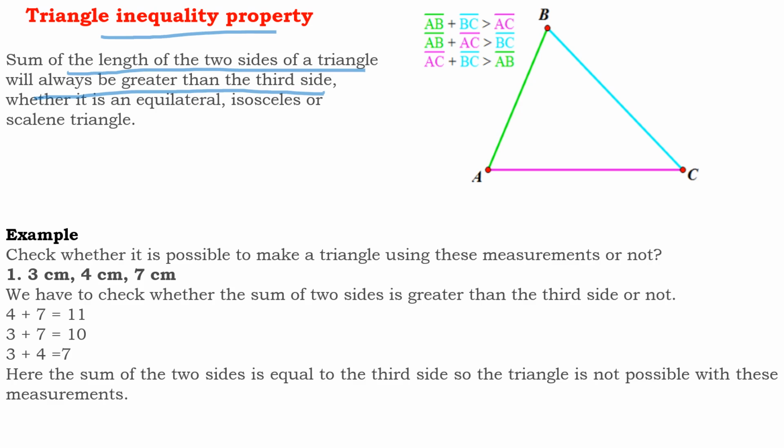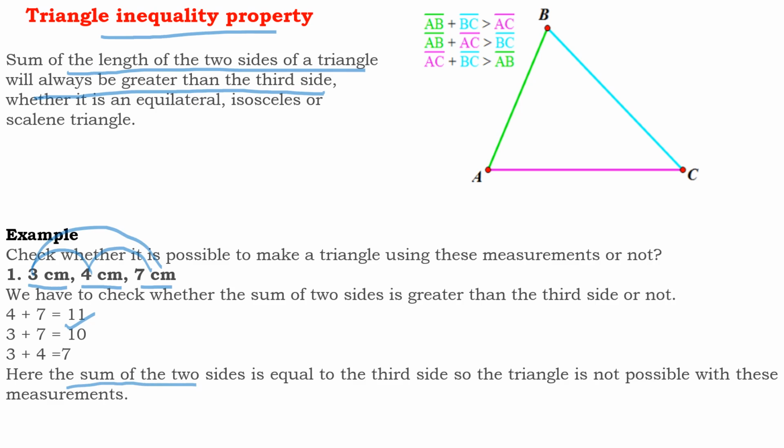Look at one example here. They have given three lengths as 3 centimeters, 4 centimeters and 7 centimeters. They're asking you to check whether this measurement will form a triangle or not. So what will you do? You will add 4 plus 7, which is 11. You can take different combinations: 3 plus 4, 4 plus 7, and 3 plus 7. You will get all the combinations.